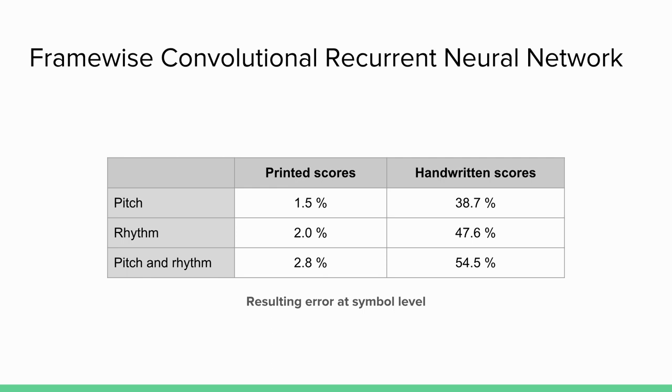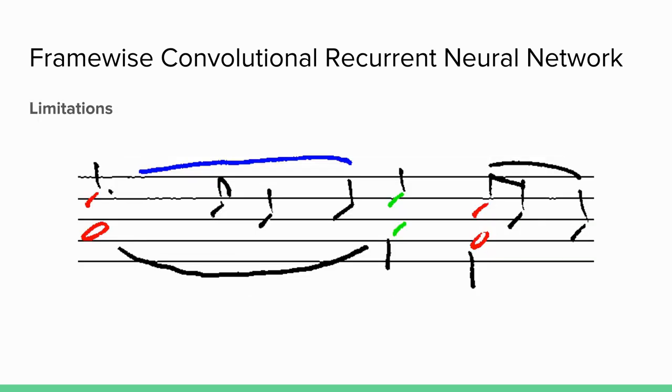So perhaps with enough training data, they will be getting good results for handwritten scores as well. However, this approach has some limitations. Given that pitch and rhythm outputs are separated, we may have some ambiguous situations. For example, well, this is a good example.